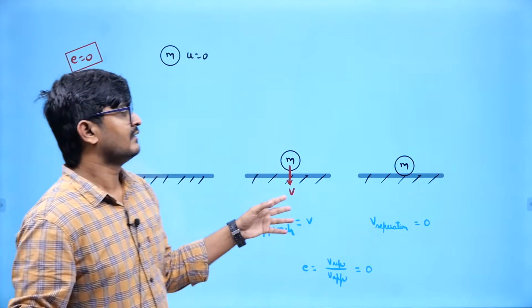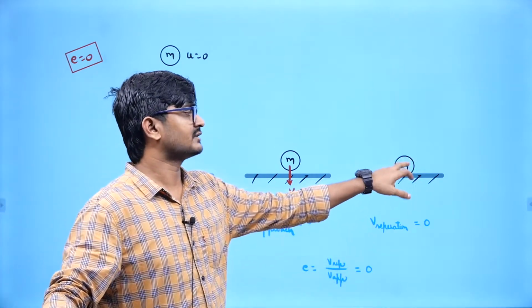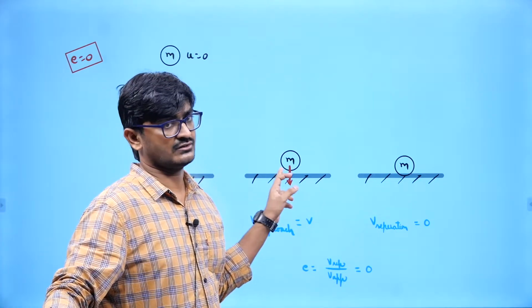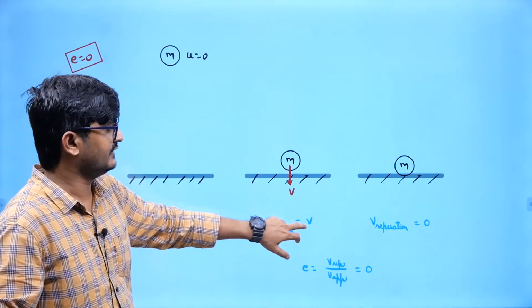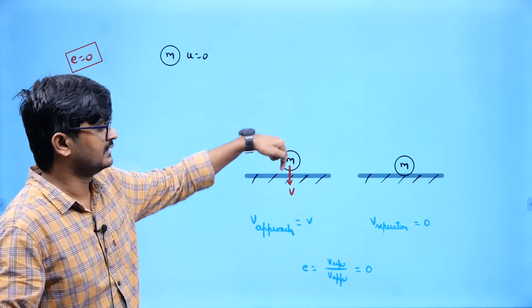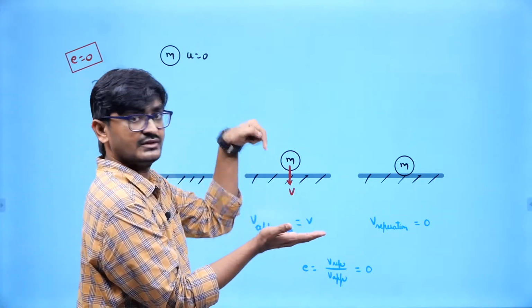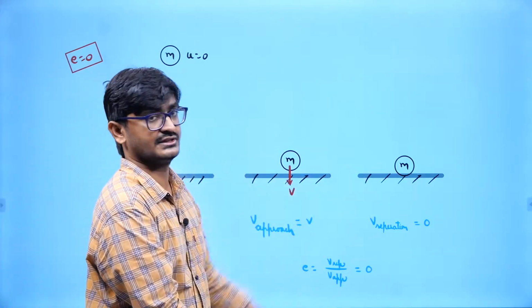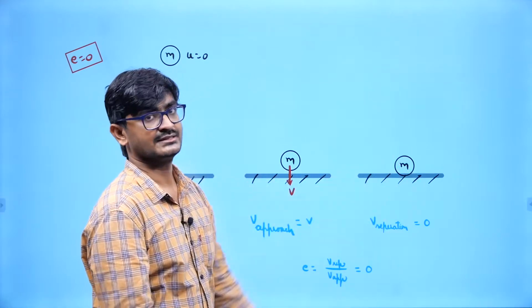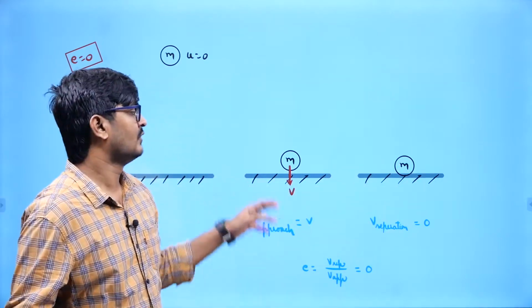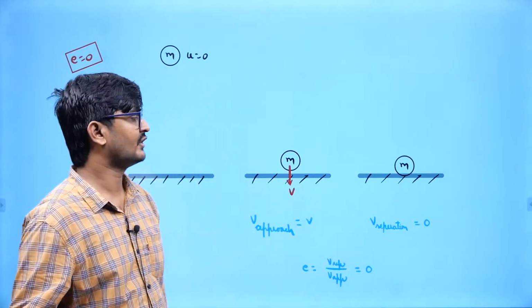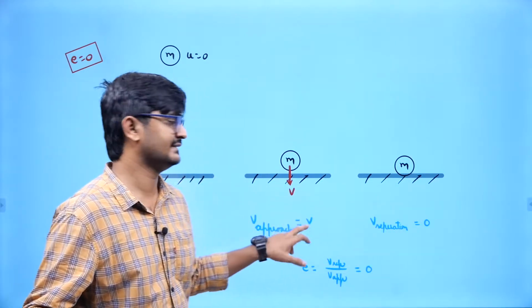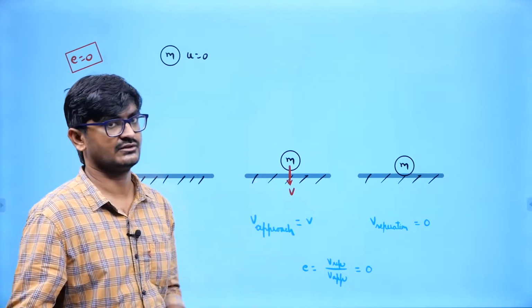So how will you get 0? Whether velocity of separation by velocity of approach, or velocity of approach by velocity of separation. Now what is the velocity of approach here? It is v, right? Just before hitting, this is stationary, this is moving with speed v. Now just after collision, it is becoming stationary, right? So velocity of approach is v, velocity of separation is 0. Now you know, if you want to get 0, you have to divide this by this. That is velocity of separation by velocity of approach.